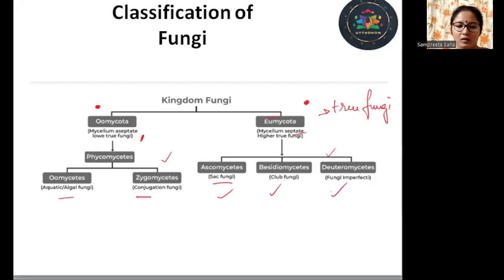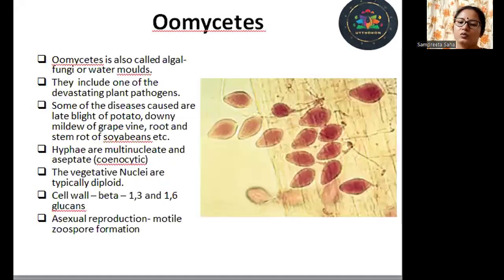Okay, so let's start with the first group, that is Oomycetes. Now, Oomycetes are also called algal fungi or water molds. Just now I have discussed they are extremely attracted to water, and they are closer in their characters to the algae than they are to fungi.